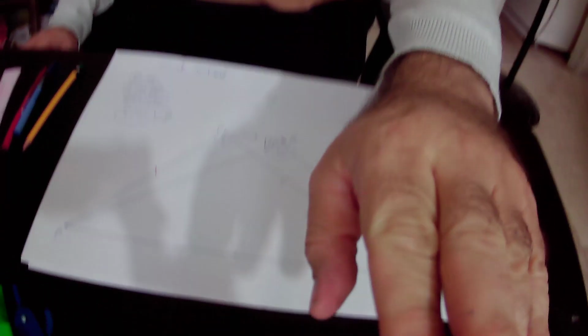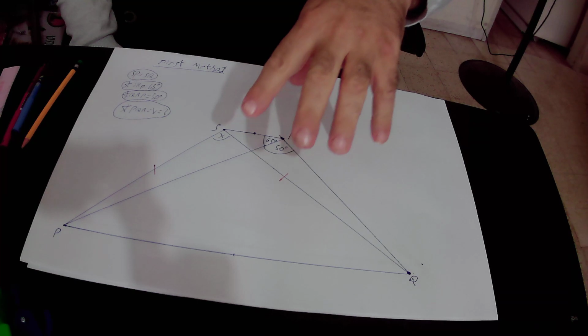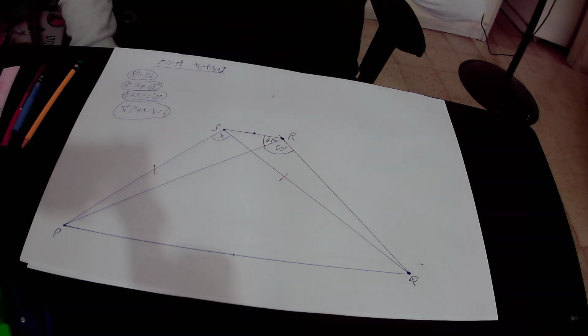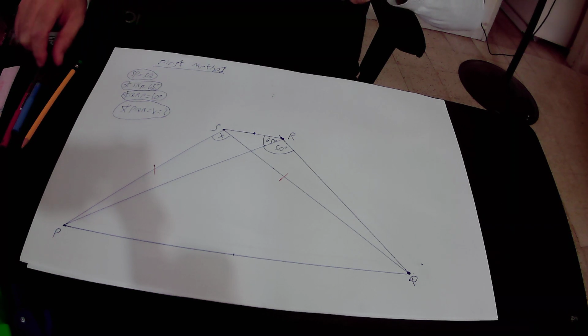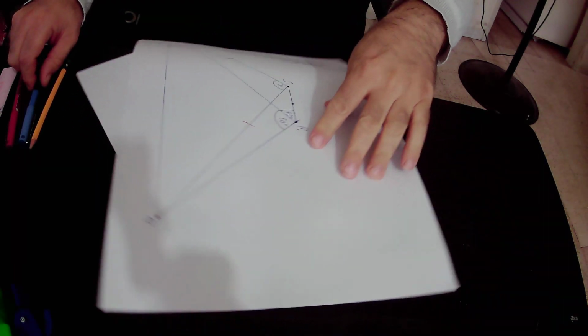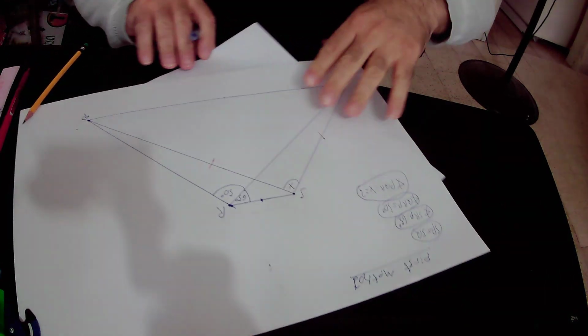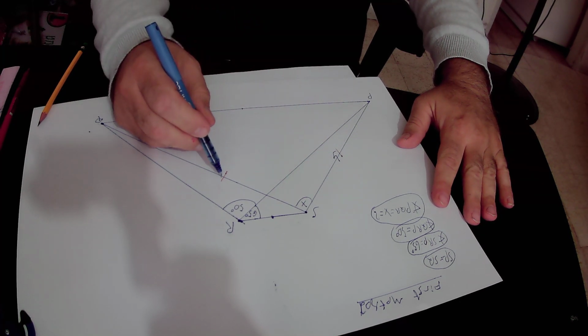Hello, in this lecture we will find the size of angle x in two different methods. In the drawing we have quadrilateral SRPQ, and we also know that side SP equals side SQ, so we will define side SP as y, and then side SQ will also be equal to y.